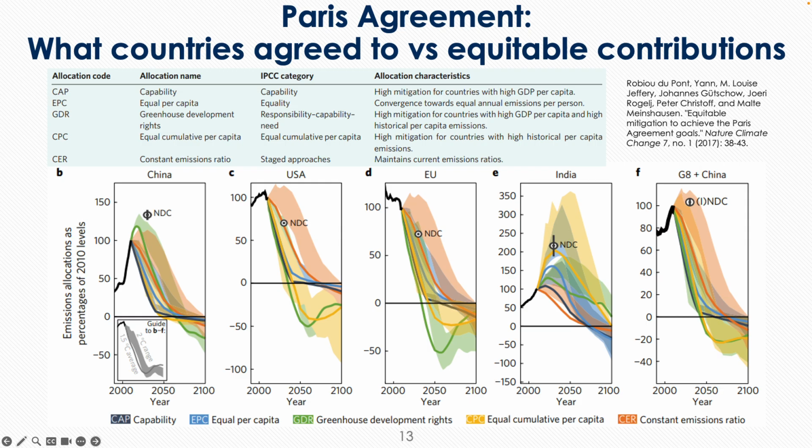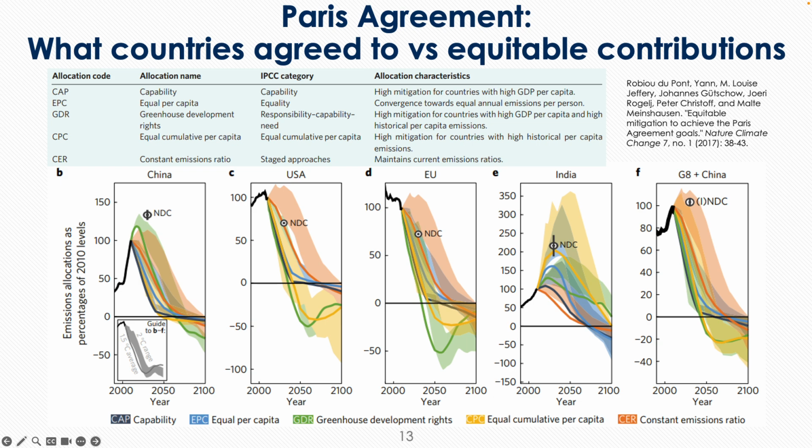In the plot, you can see there are different countries: China, US, EU, India, and then this is the G8 plus China. You'll see in each plot there is this dot, NDC. That's essentially the target that was agreed to out of the Paris agreements. And the different colors of the lines indicate the different scenarios of mitigation that every country would be responsible for.